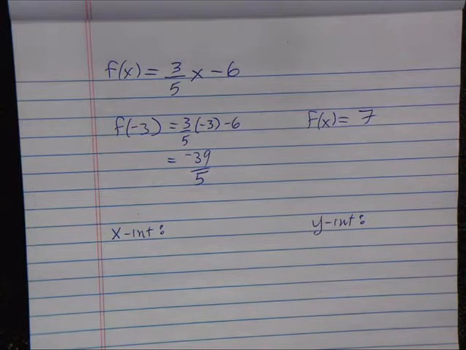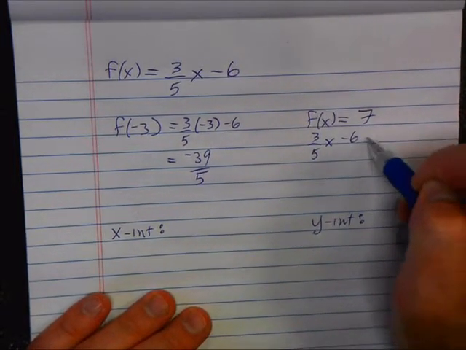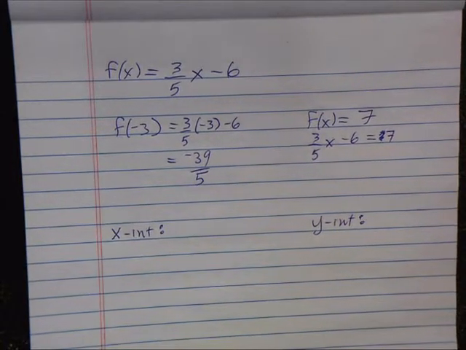F of x equals 7. What does that mean to do? Plug 7 in for y. So we're going to have 3/5 x minus 6 equals 7. How do you solve for x?